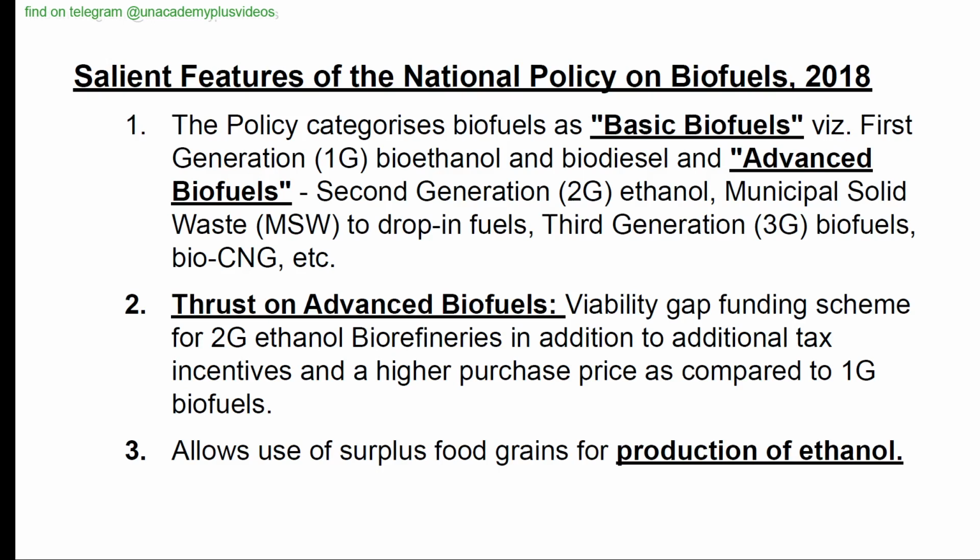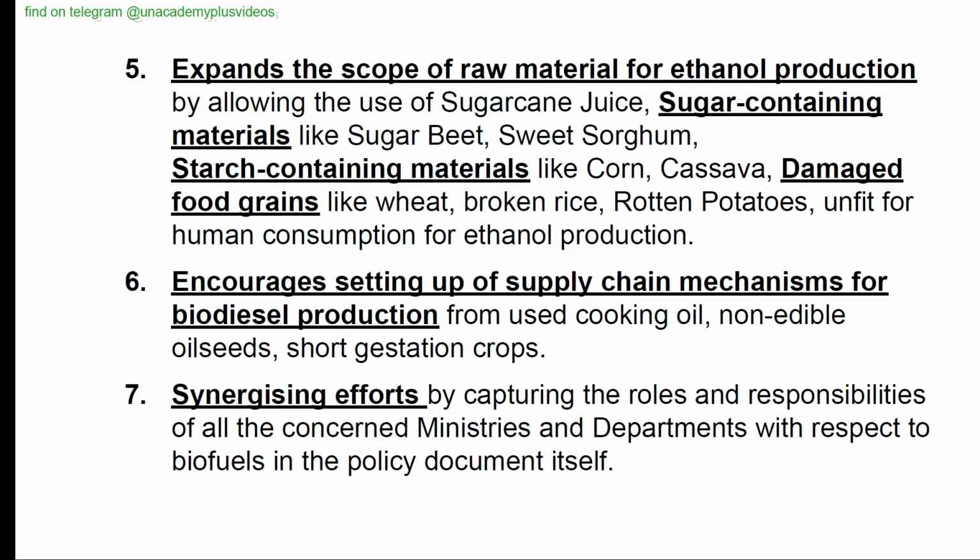Thrust on advanced biofuels: a viability gap funding scheme for 2G ethanol biorefineries, in addition to additional tax incentives and a higher purchase price as compared to first generation biofuels. It allows use of surplus food grains for production of ethanol, and expands the scope of raw material for ethanol production by allowing the use of sugarcane juice, sugar containing materials like sugar beet and sweet sorghum, starch containing materials like corn and cassava, and damaged food grains like wheat, broken rice, and rotten potatoes unfit for human consumption.